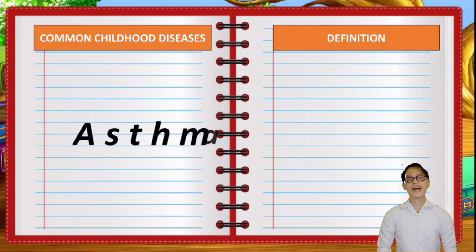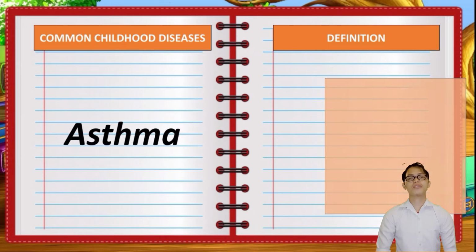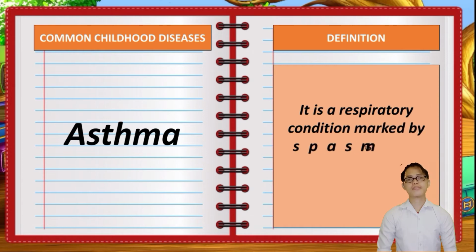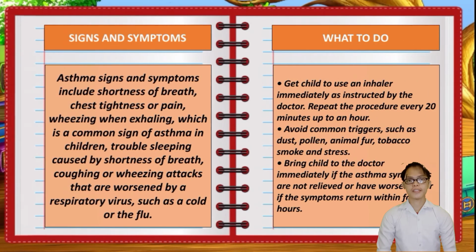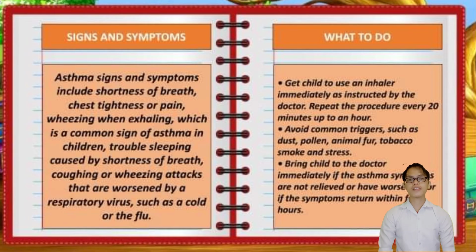Second to the last is asthma. It is a kind of respiratory condition marked by spasm in the bronchi of the lungs, causing difficulty in breathing. Signs and symptoms of asthma include shortness of breath, chest tightness or pain, wheezing when exhaling, which is a common sign of asthma in children, trouble sleeping caused by shortness of breath, and coughing or wheezing attacks that are worsened by a respiratory virus, such as cold or the flu.